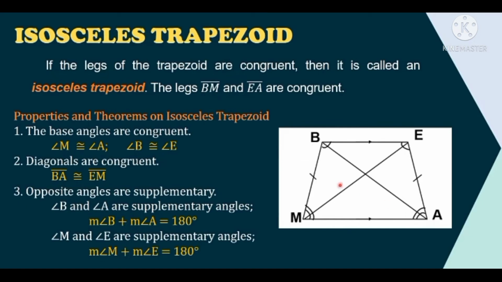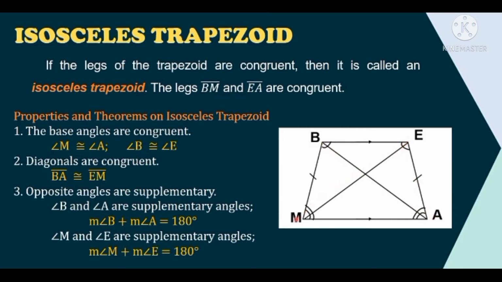The first one, the base angles are congruent. This means the measurement of angle M is congruent to the measurement of angle A. Likewise, the measure of angle B is congruent to the measure of angle E. The second one, the diagonals of an isosceles trapezoid are congruent. That means diagonal BA is congruent to diagonal EM.